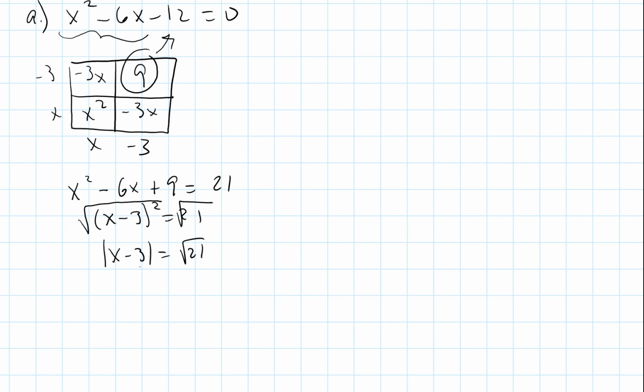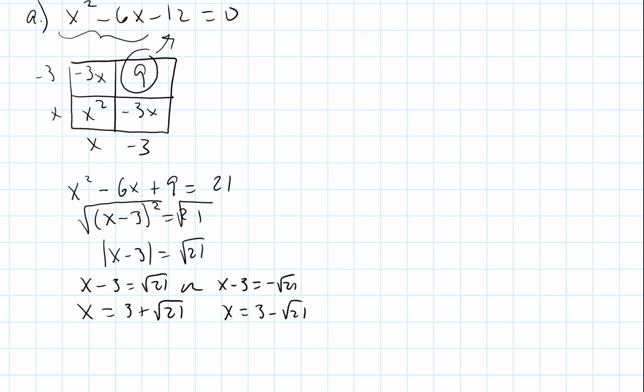And then when we evaluate inside the absolute value here, we know this value has to be positive or negative. So that means x minus 3 equals root 21, or x minus 3 equals negative root 21. So x equals 3 plus root 21, or x equals 3 minus root 21. And so that's our answer in exact form.